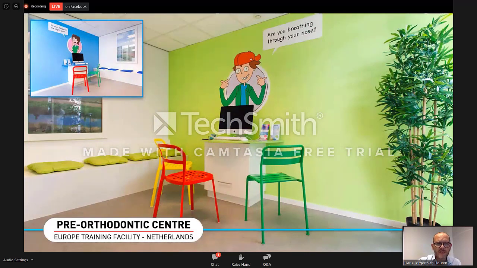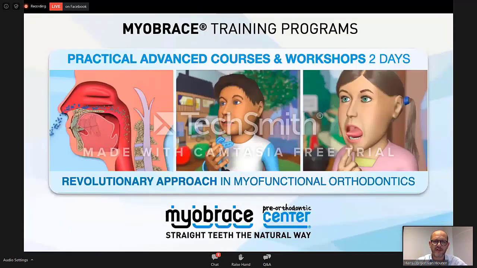Then we have the MyAbrace area. So here in this clinic we have 2 MyAbrace areas where we also train the assistants in how to do the consultation, because the assistant is capable of doing the explanation of the treatment. So it means what is the background, what are we going to do, what kind of activities, etc. So there are 2 areas to train that, and that's what we do here in the office.